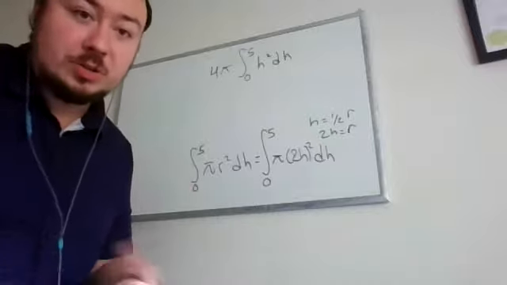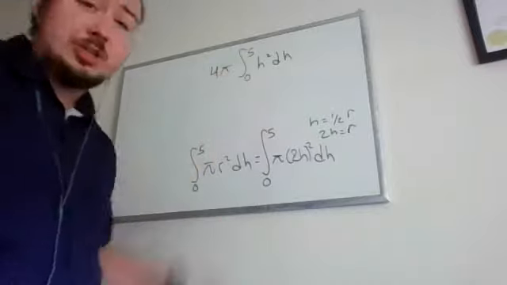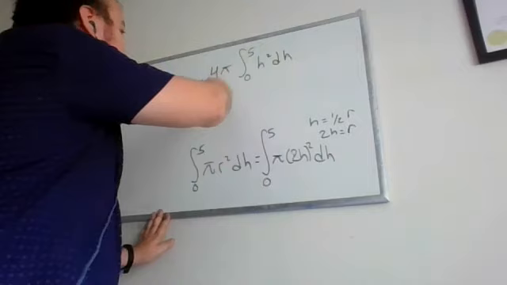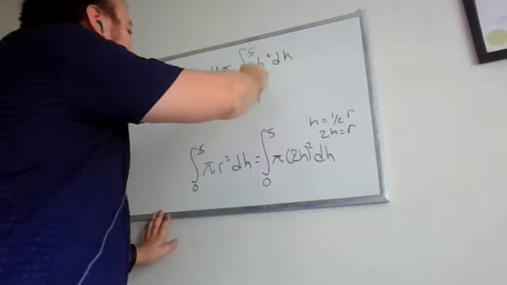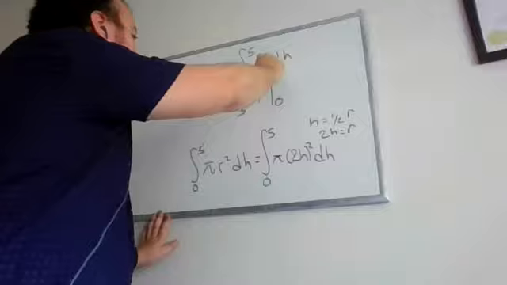All right, and as I promised earlier, these integrals won't be too bad. And this one's just going to be doing a power rule. So we raise the power to 3, and then we divide by 3. We have 4 pi over 3 h cubed from 0 to 5.